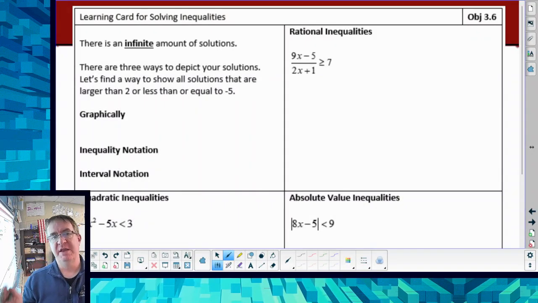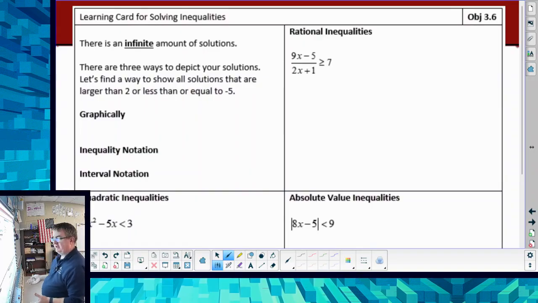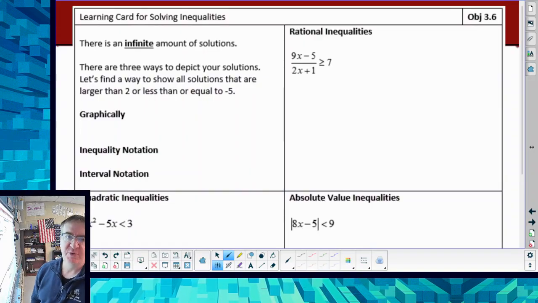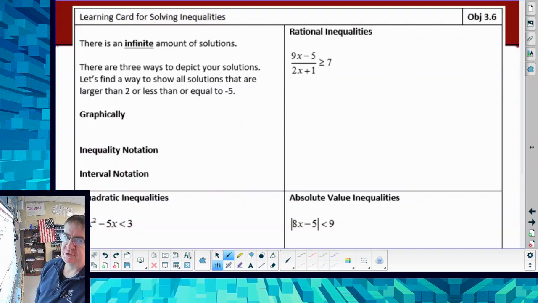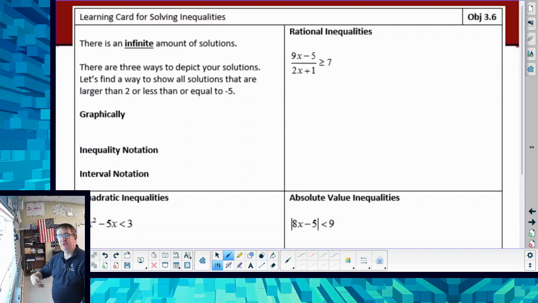We're talking inequalities. Lots of facets to inequalities. We're going to go through a bunch of different examples for you, and hopefully this will help you understand how to go through and solve it, or at least how we do it here.